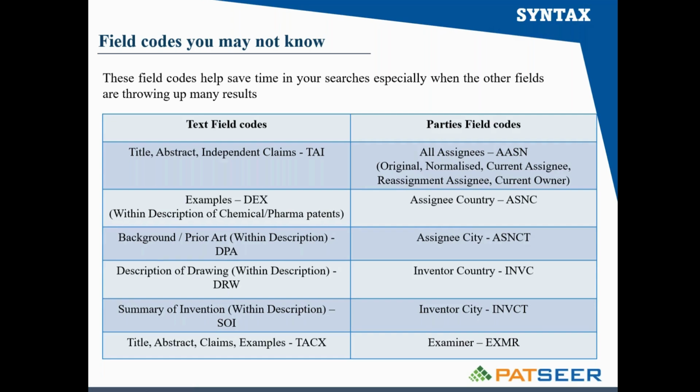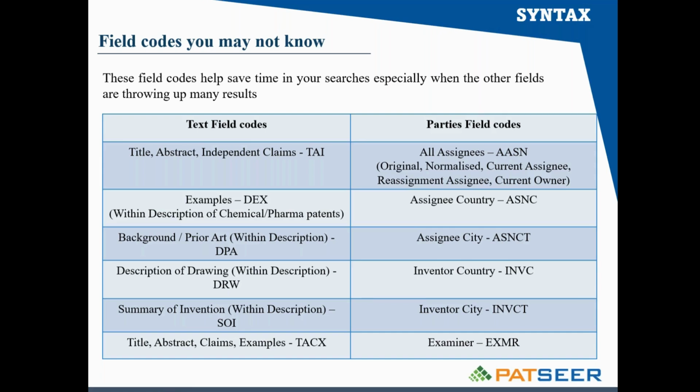In this particular case, if you're interested to search in the country or maybe city of the assignee and the inventor, then you have a specific field code for that. You can actually search for the assignee country or assignee city. At the same time, I'm sure that you must be aware that in PatSeer, we have a lot of different assignee fields. Like you can actually search in the original normalized assignee, or you can search in the current assignee, reassignment assignee, or it could also be the current owner.